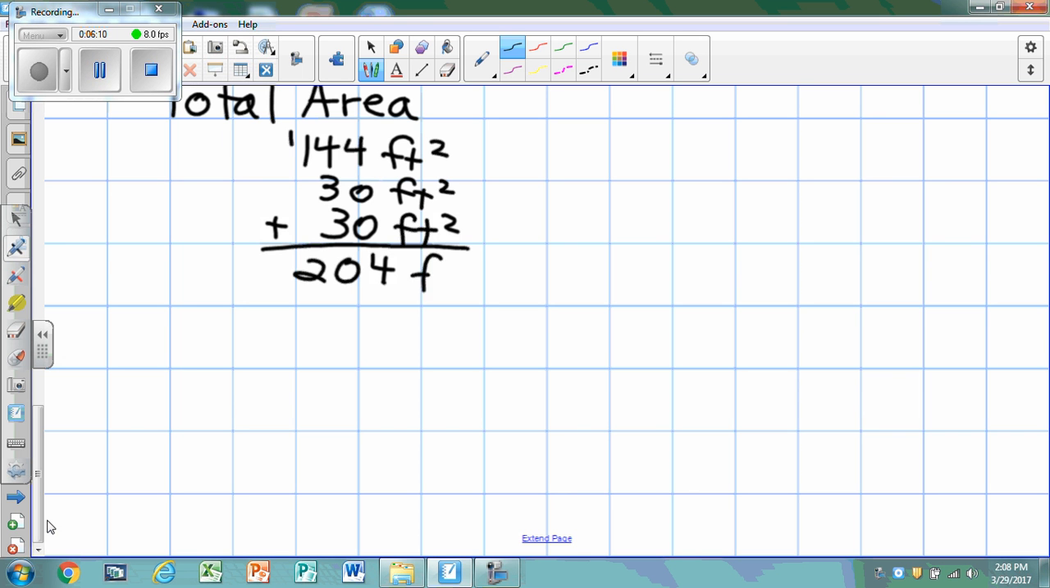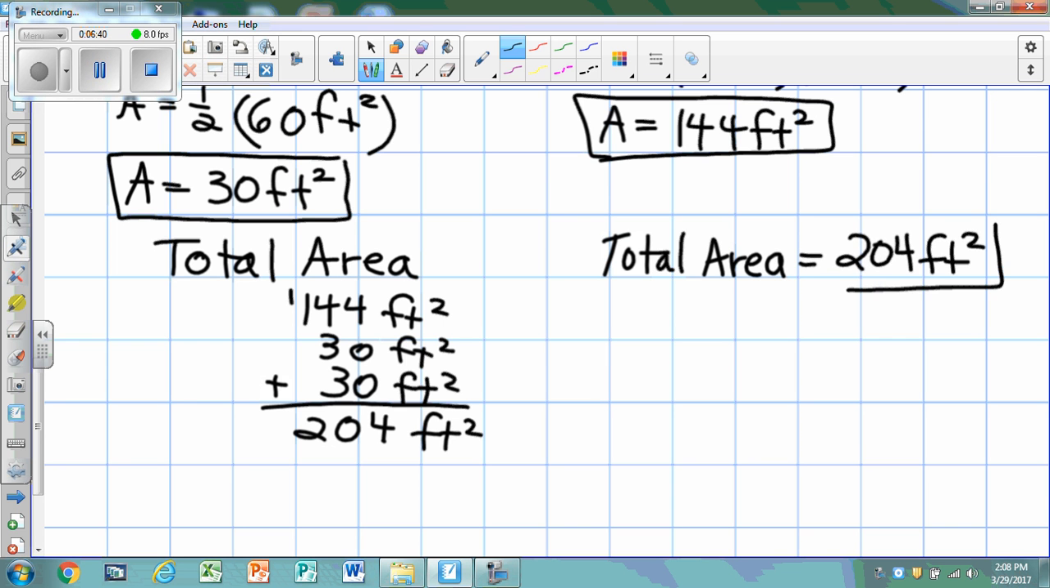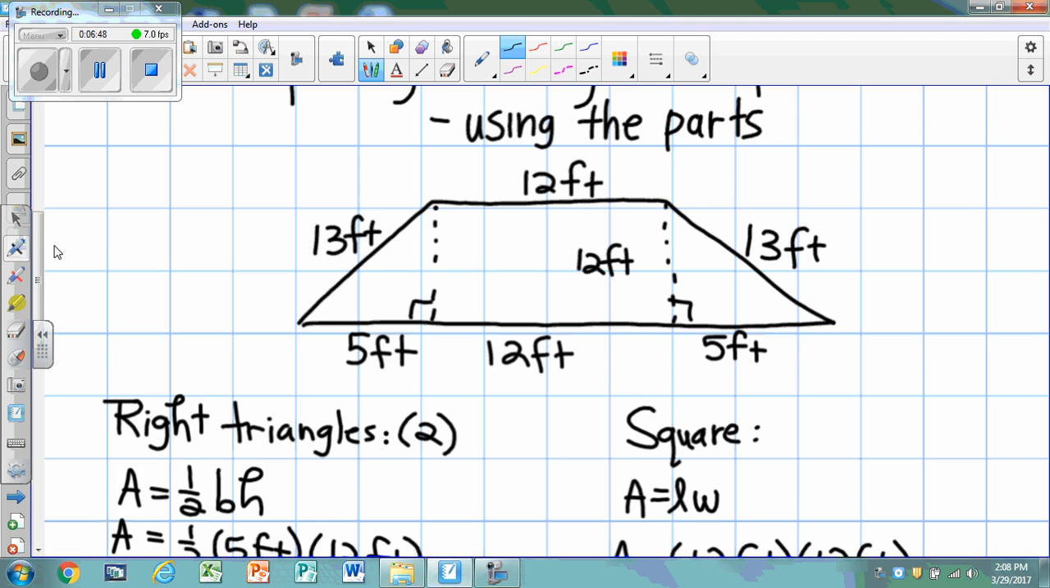Okay, so don't guess, folks. Do the math. Don't guess. Do the math. So our total area of our shape here equals what? 204 feet squared. Okay, that's exactly how you do it. Our total area equals 204 feet squared. So that's how you use the understanding of decomposing our shape to find the area of a shape that's this complicated.